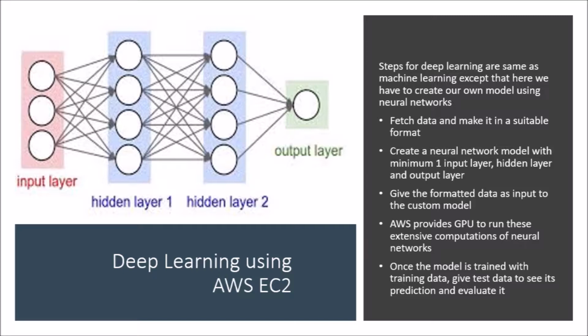Here we give one input layer, one hidden layer, and an output layer. You can give as many hidden layers as possible until you get a suitable output. The formatted data is given as input to the custom model. AWS provides GPUs to run these extensive computations of the neural network. Once the model is trained with training data, as we did in machine learning, we give the test data to it for prediction and evaluate it.